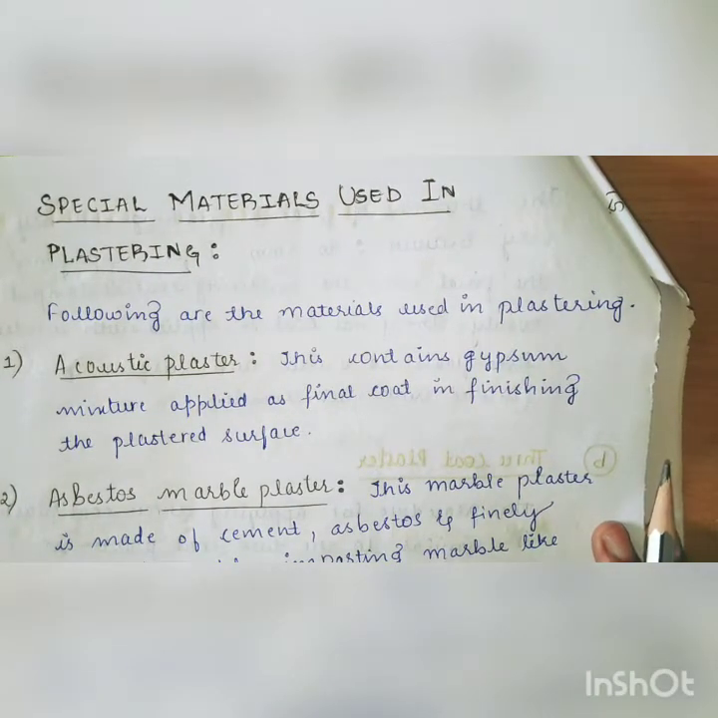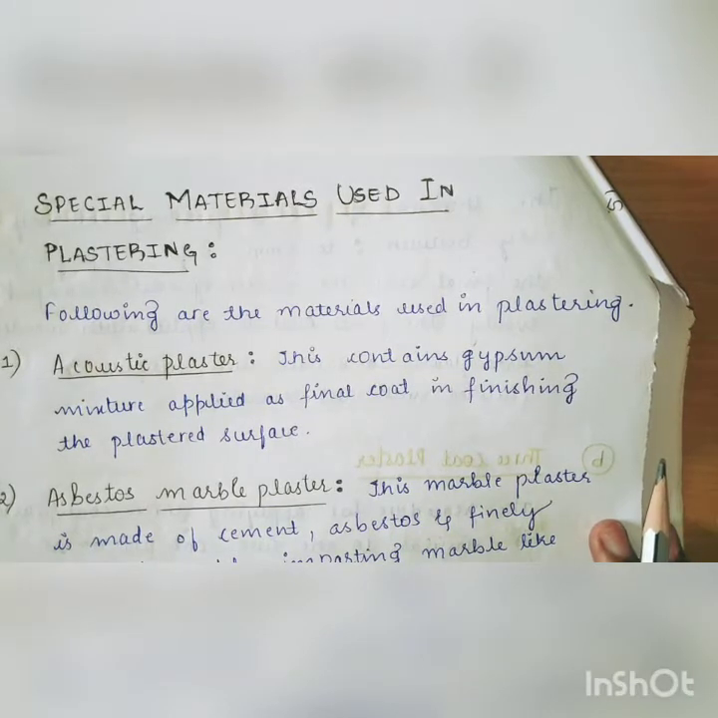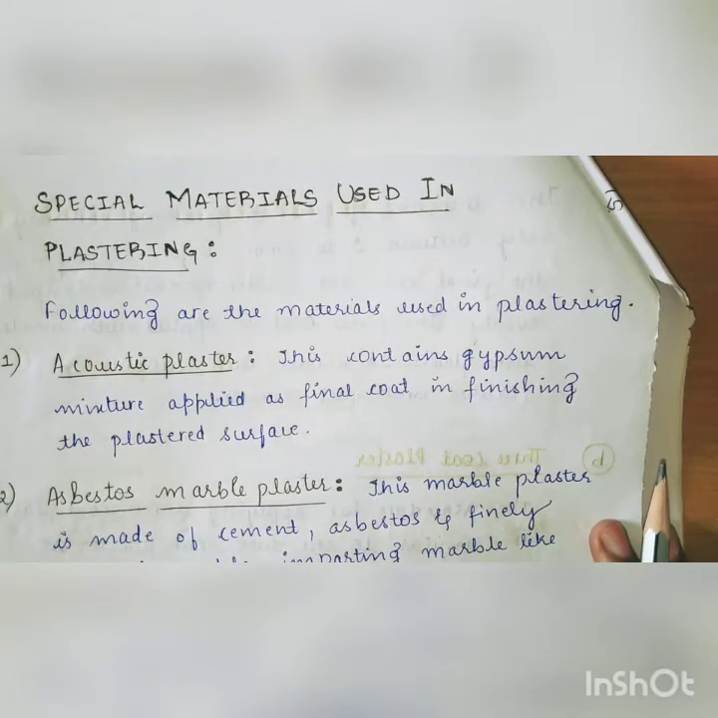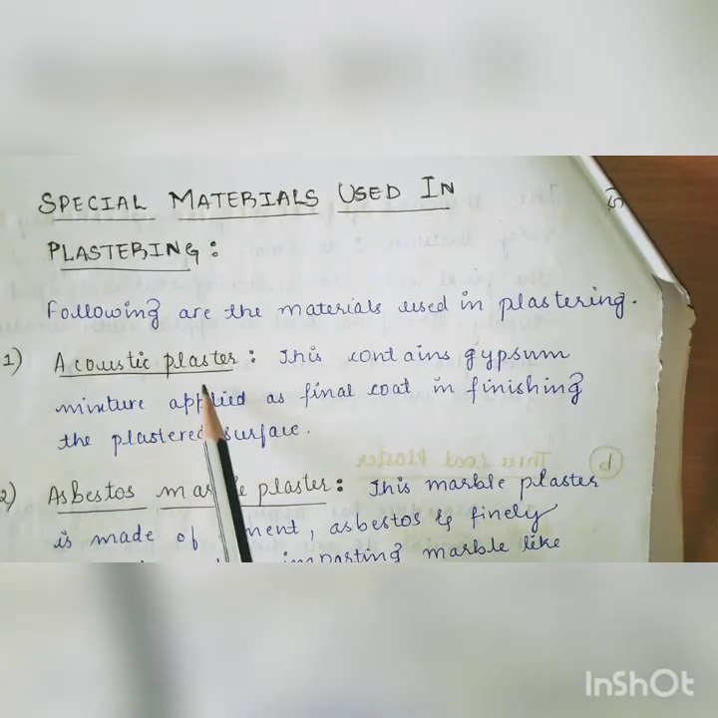Everyone, today we are going to see special materials used in plastering. So following are the materials used in plastering. In that, the first one is the acoustic plaster.